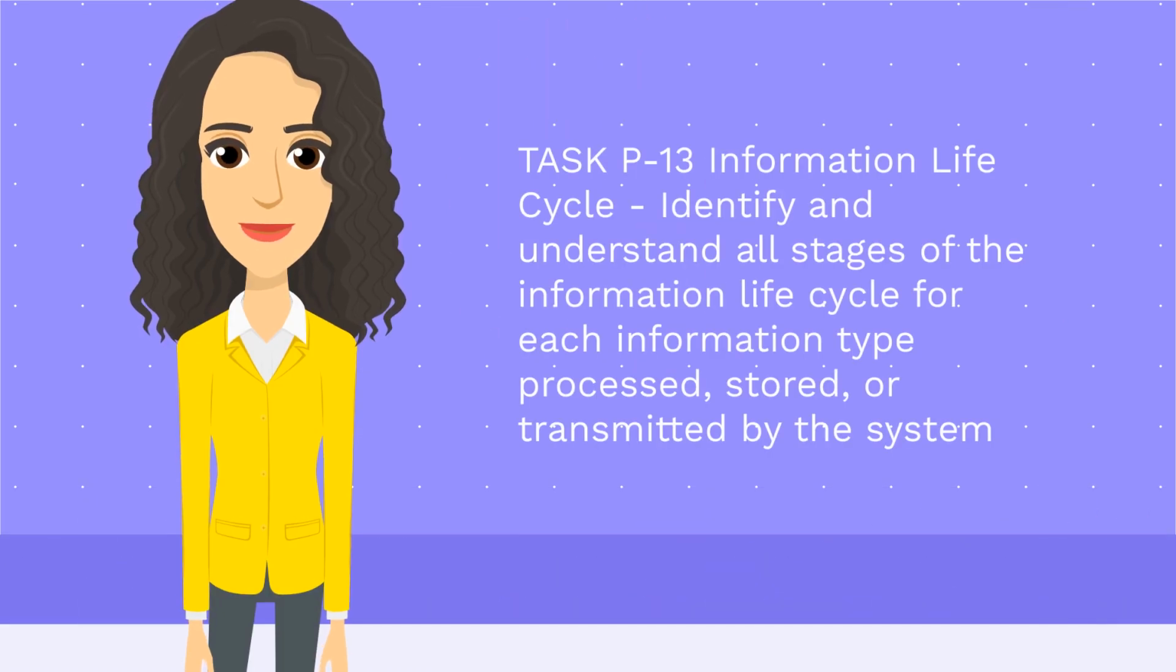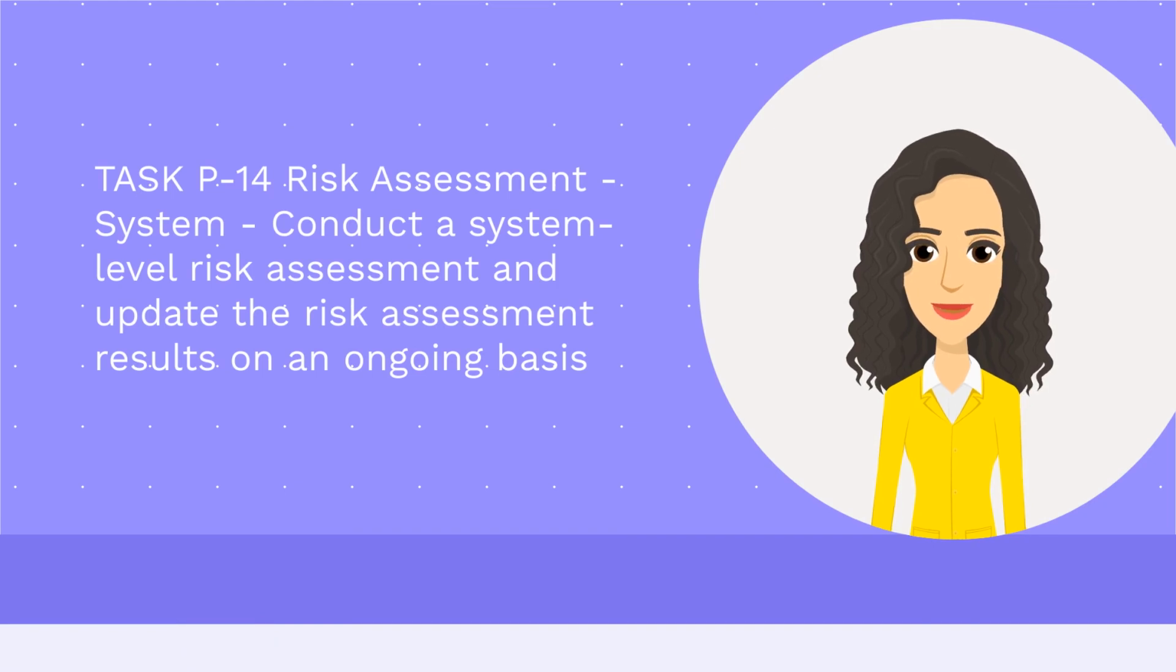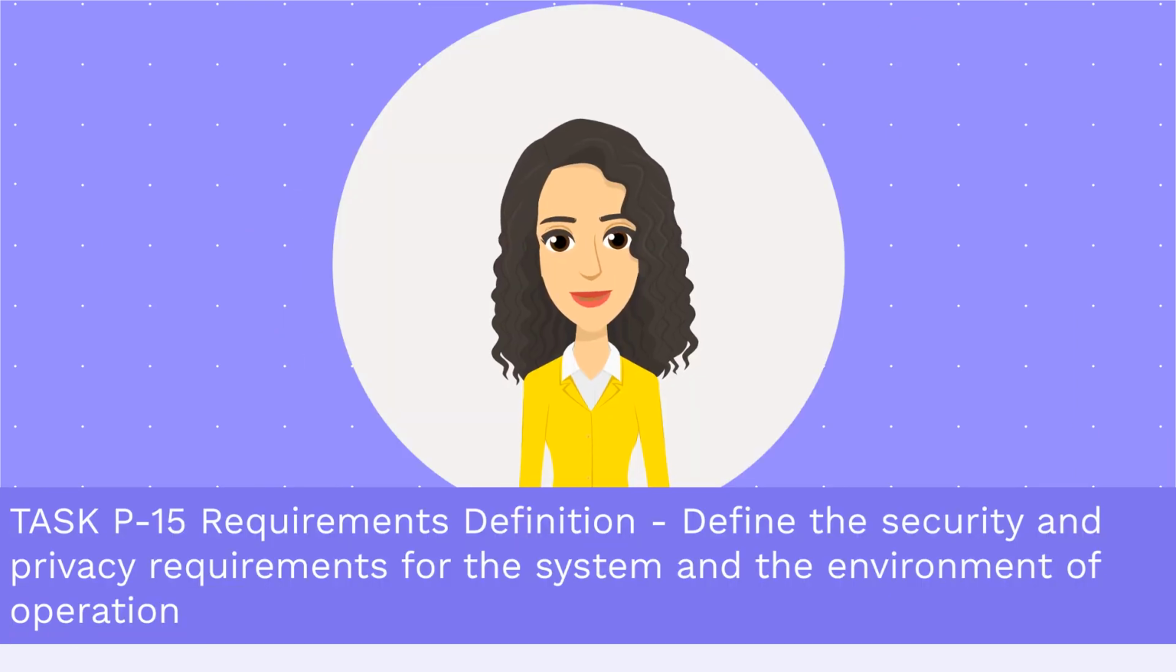Task B13. Information life cycle. Identify and understand all stages of the information life cycle for each information type processed, stored, or transmitted by the system. Task B14. Risk assessment. System. Conduct a system-level risk assessment and update the risk assessment results on an ongoing basis. Task B15. Requirements definition. Define the security and privacy requirements for the system and the environment of operation.